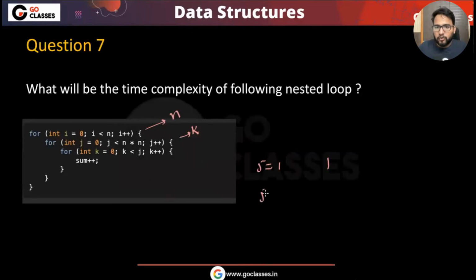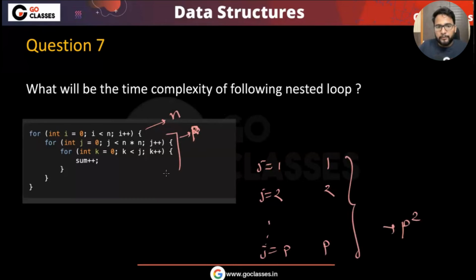For j equal to 2, let's take something other than k. Can you suggest me any other alphabet? X is not looking good. Anything else? T, P. Yes, P is looking good. So p times. For j equal to 2 this is 2. Similarly, for j equal to p, it is going to run p times. So this is p square. So total, this loop will run p square times. P square means p is n square, so this is n power 4, and multiplying by n, this will be n power 5.